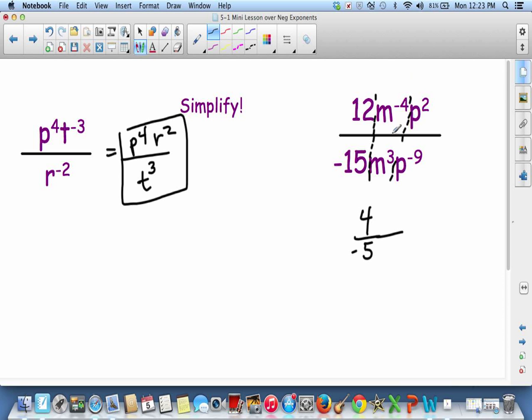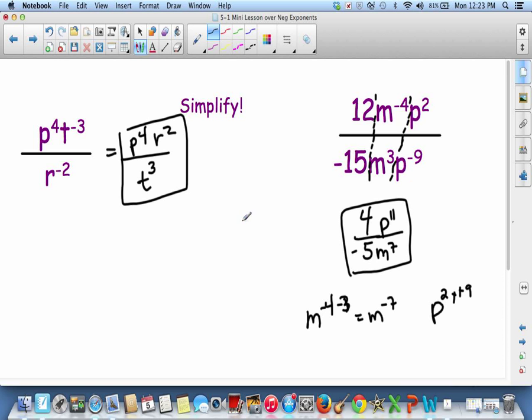So looking at our m's here, m to the negative 4th minus 3 because I'm dividing. So that's going to be m to the negative 7th. I'm going to go ahead and make it positive and put it on the bottom. And then our p's, we have p to the 2 minus a negative 9. So we have minus a negative, that becomes a positive. So it's going to be p to the 11th. And since it's positive, it's going to go on top in the numerator. Again, rewatch that if you need to see what I did, but we're going to go ahead and move on.